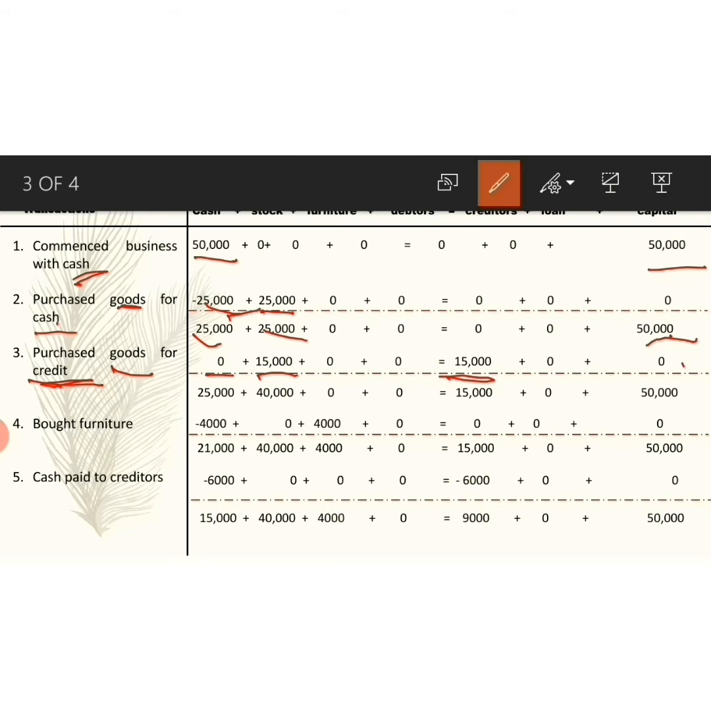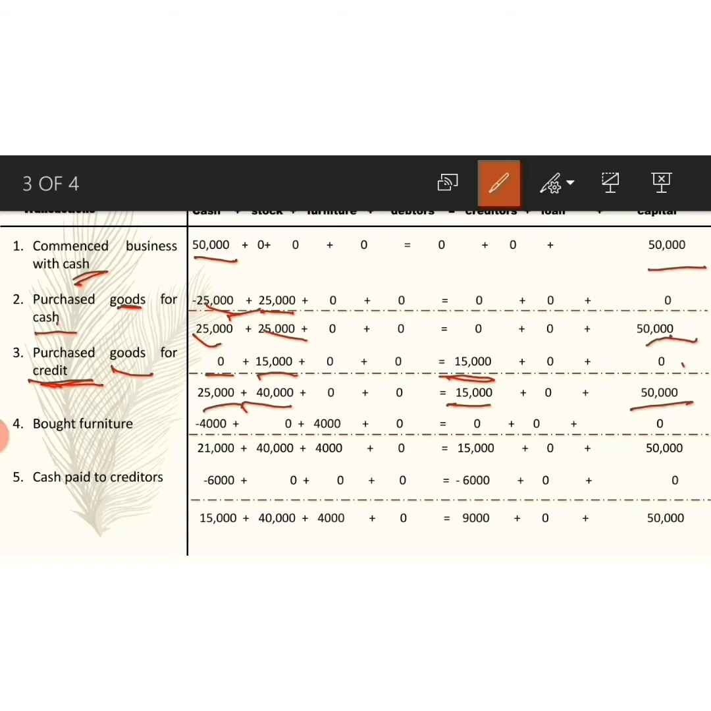Again upon adding this, 25,000 plus 0 is 25,000. Next is 25,000 plus 15,000 is 40,000. 0 plus 0 is 0, 0 plus 0 is 0. Again on the creditors, 0 plus 15,000 is 15,000. Again moving on to the capital side, 50,000 plus 0 is 50,000.